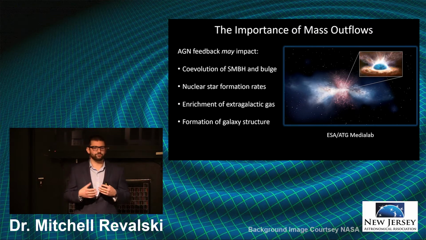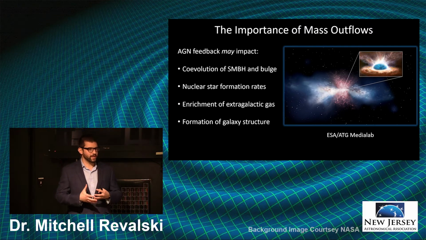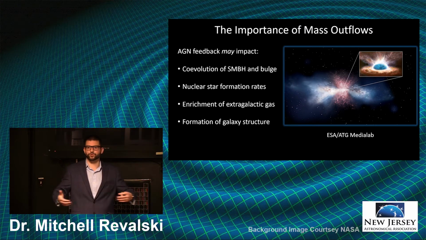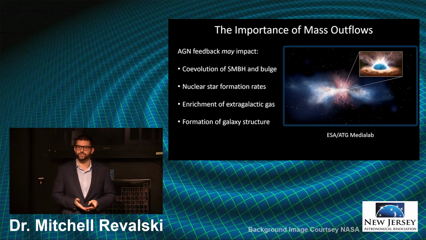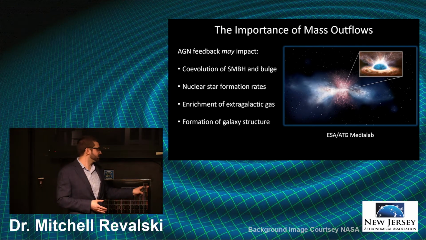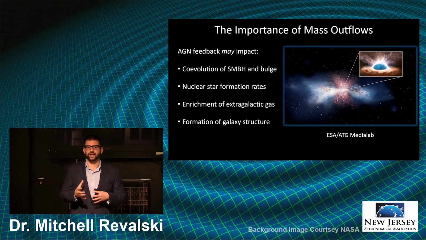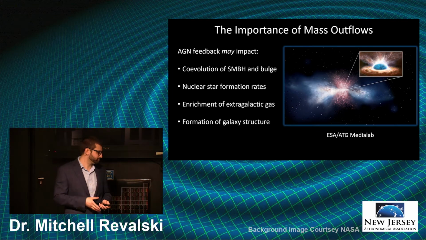Related to that then is enrichment of all the gas in the galaxy. Stars early on form lots of metals that are released in the center of the galaxy, and these winds, these mass outflows, can take those heavier elements and push them further out into the galaxy. And so that's going to change how your galaxy evolves over time. All of this is tying into the formation of galaxies, the formation of structure.